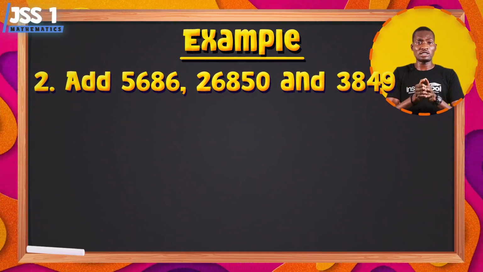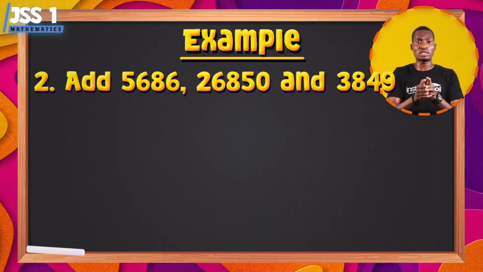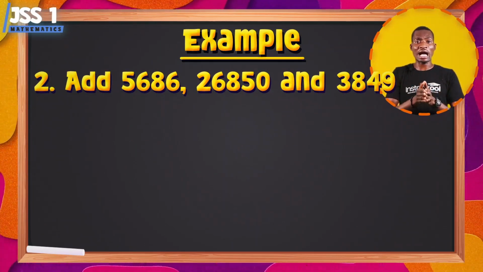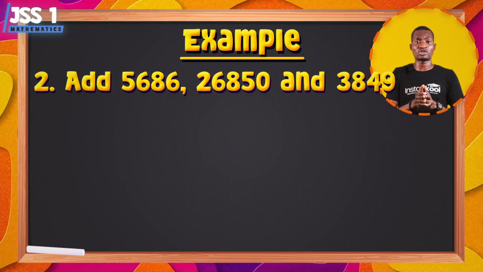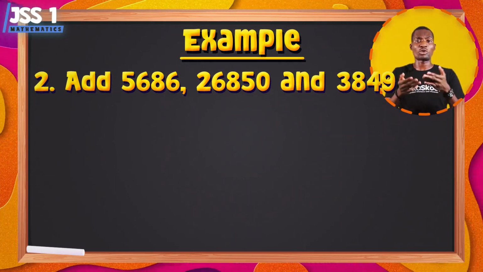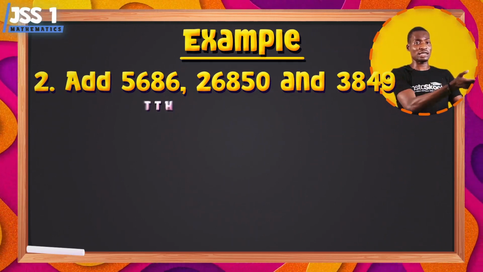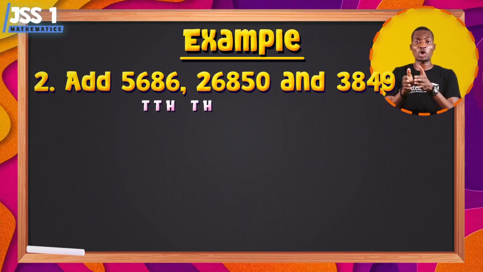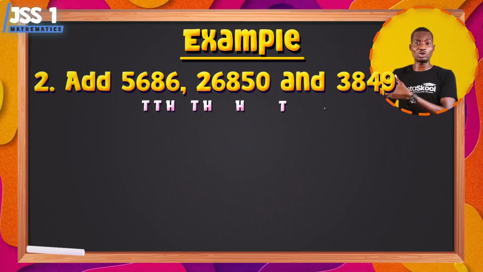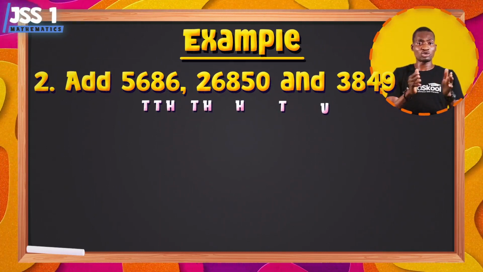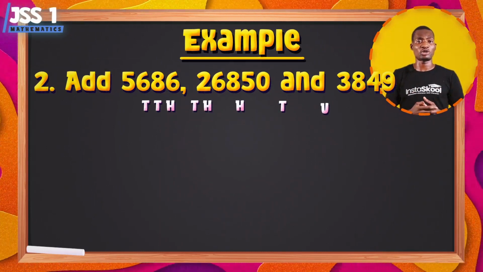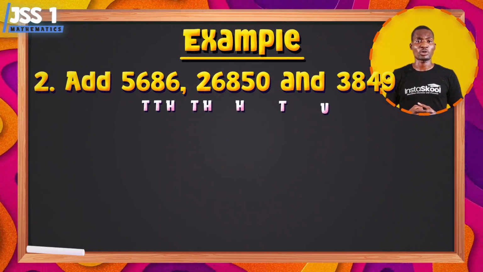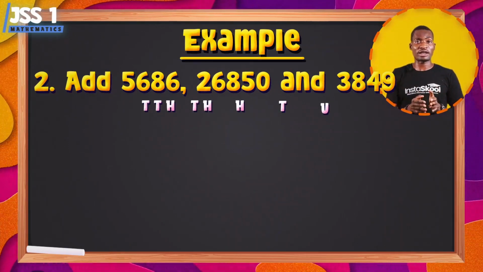The second example we'll be looking at is the addition of 5,686 and 26,850 and 3,849. We write the place values again: 10,000, 1,000, 100, tens, and units. So I'll allow you time to fill in the place values of the numbers. Good. Let us see if you got it right.